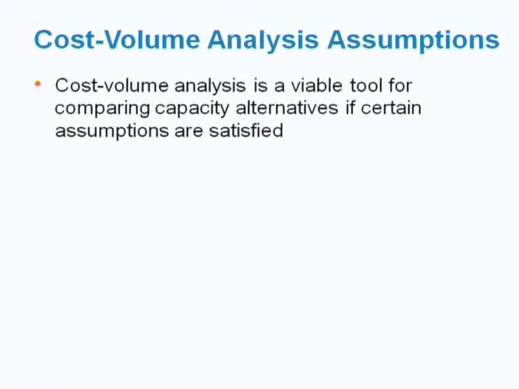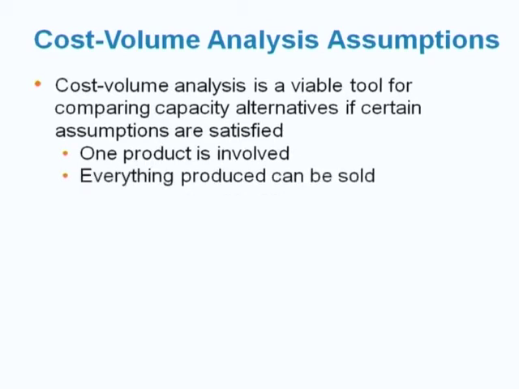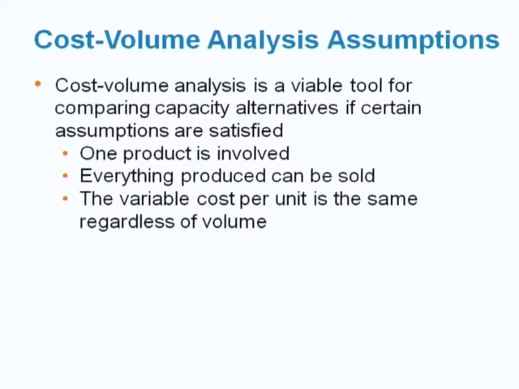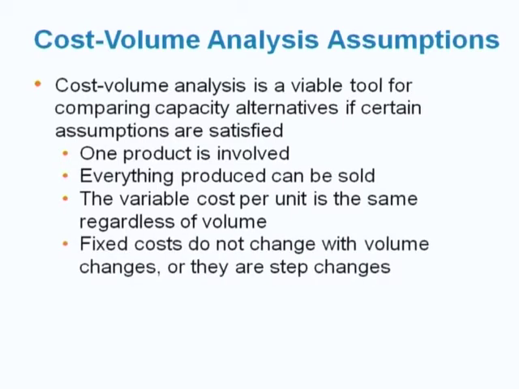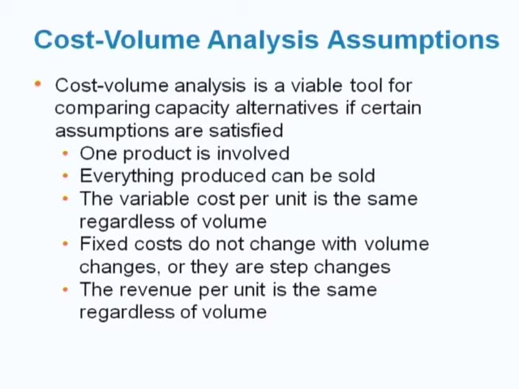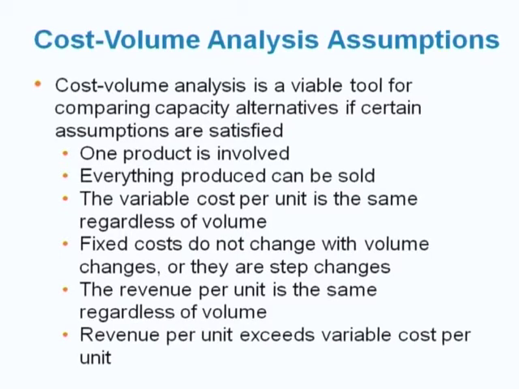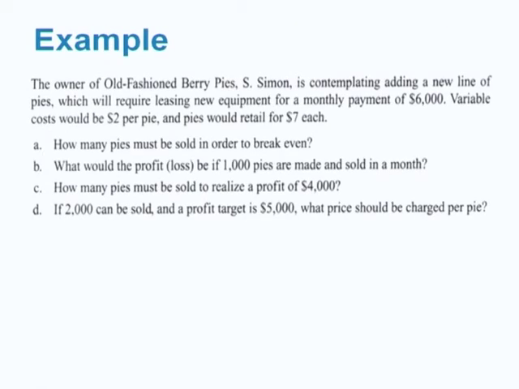And the next one, we go to the basic assumptions for this technique. The first one is that it involves only one product. The second one, everything produced can be sold. The variable cost per unit is the same regardless of the volume. The fixed costs do not change with the volume change. The revenue per unit is the same regardless of the volume, and revenue per unit always exceeds the variable cost per unit. The next one, we show you an example of how to calculate the cost-volume analysis.